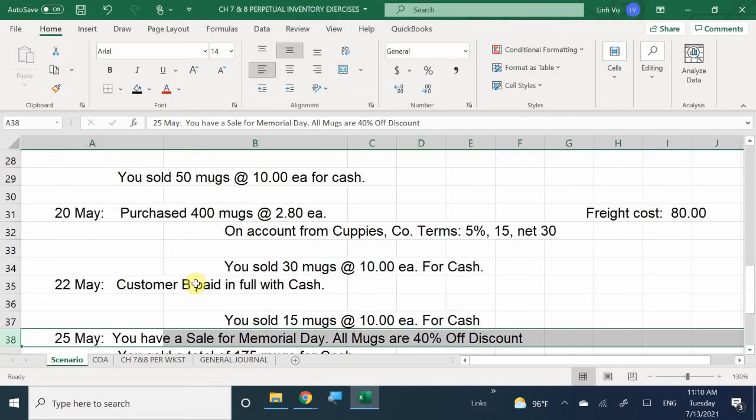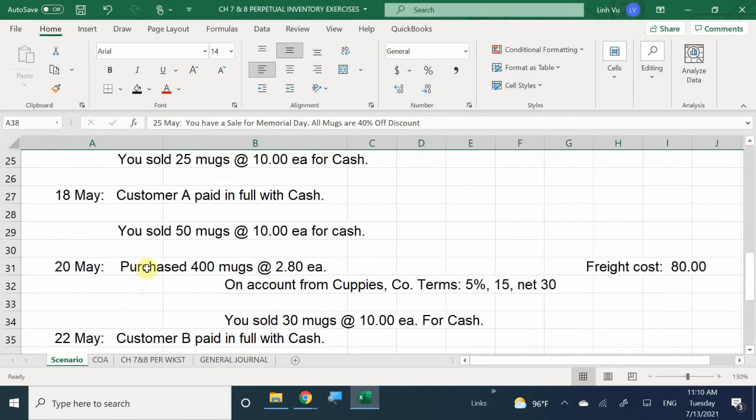However, what about the purchase I made on the 20th? Did I make my discount period? Yes, he purchased on the 20th, and I'm paying on the 30th. So yeah, he met it. Good. So because of the 5%, he gets a 5% discount here.